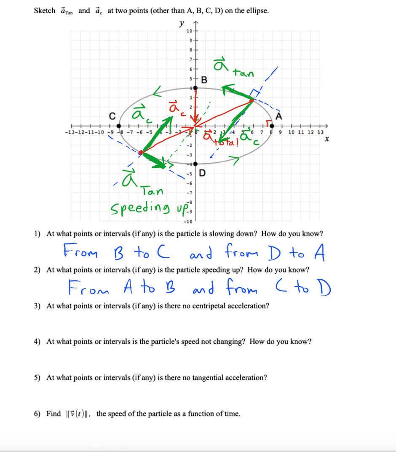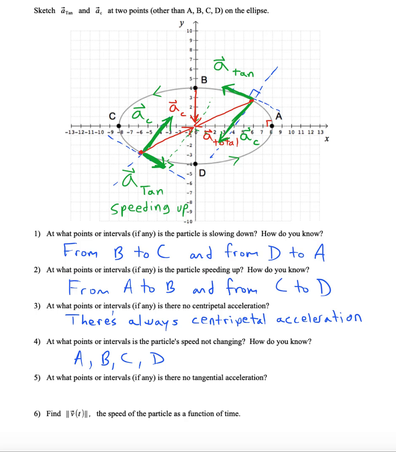All right, where would there be no centripetal acceleration? Interestingly, there is always centripetal acceleration here. How can you tell? Well, the path is curved, and our object never stops moving. So there must be some centripetal acceleration causing the path to curve. At what points or intervals is our particle's speed not changing at all? So that would be at A, B, C, and D.